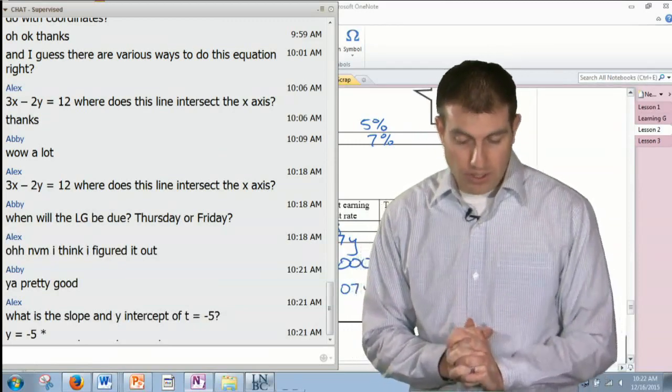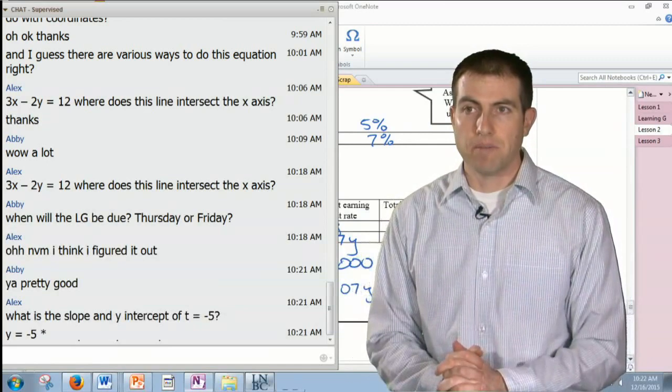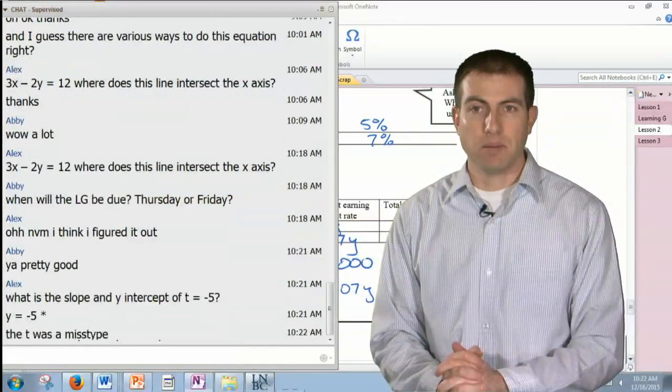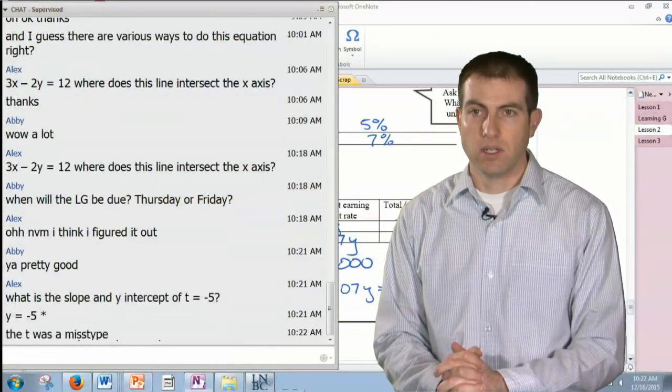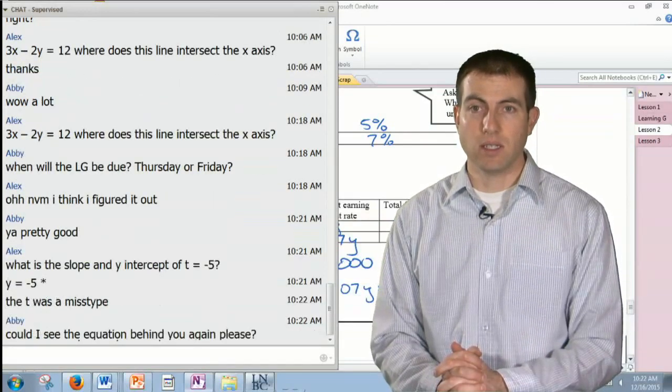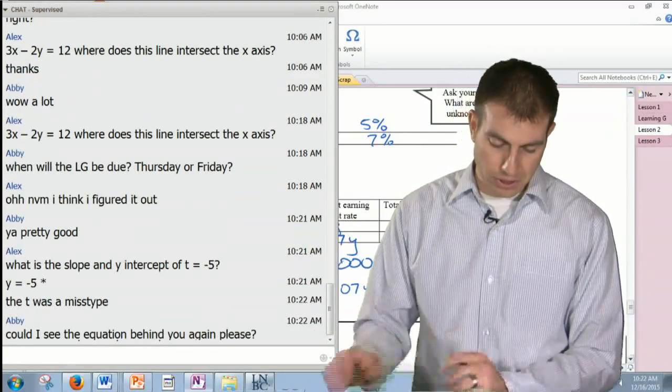I'm going to leave you guys there. Fortunately, we've run out of time, and we'll pick it up. The t was a mistype, which makes it even more confusing. Y is -5. I gotcha.